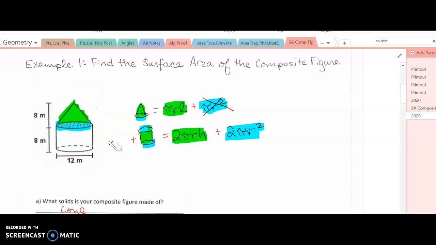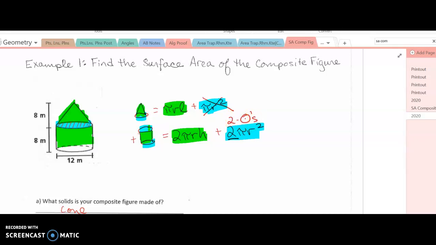All right, now let's look at the cylinder and see what parts of that are still exposed to air. So for the lateral area, for the sides, the paper towel roll, if you want to think of it like that, that part is still going to be dipped in paint. It's still exposed to air. But if you're thinking about the bases, the two circles, right, is what this is, two circles.